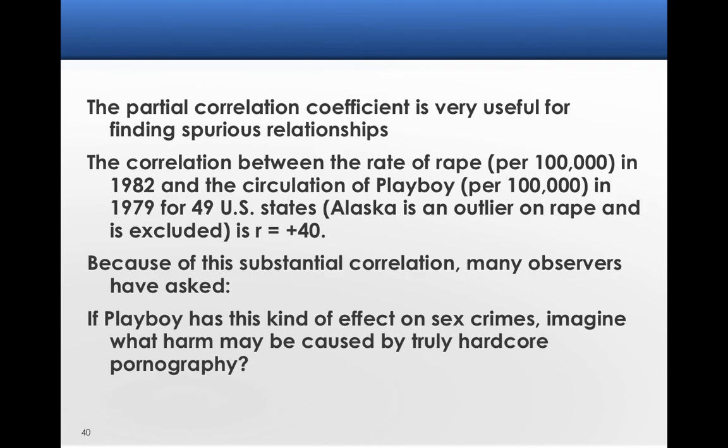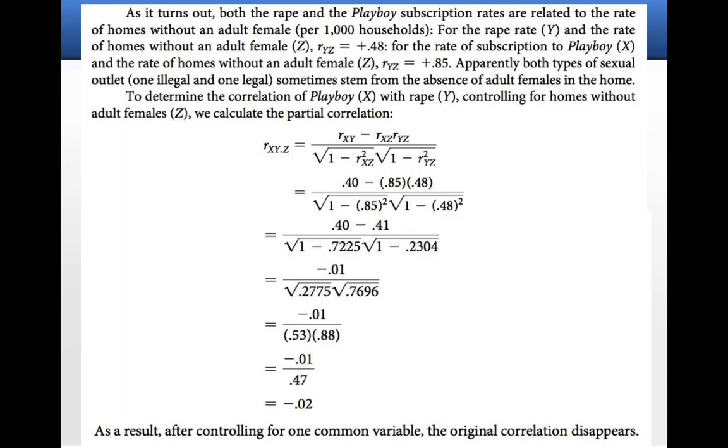This is very useful for looking at what we call spurious relationships, okay? So we see relationships between two variables, but they're both actually caused by a third variable. So for instance, there's a correlation between the rate of rape in 1982 and the circulation of Playboy in 1979 for 49 US states, okay? And the R is plus 0.40. Because of this correlation, many observers have asked, does Playboy have an effect on sex crimes? So, as it turns out, they're both related to the rate of homes without an adult female. So after we control for that, we see that our original correlation disappears.